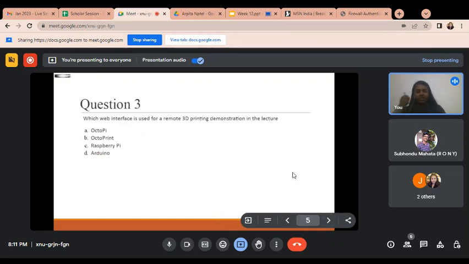Then question number 3 is, which web interface is used for a remote 3D printing demonstration in the lecture? The first option is OctoPi, the second option is OctoPrint, the third option is Raspberry Pi, and the fourth option is Arduino. So which web interface is used for a remote 3D printing demonstration in the lecture?